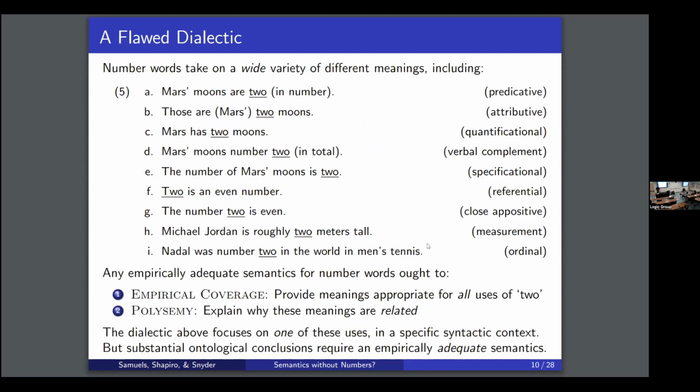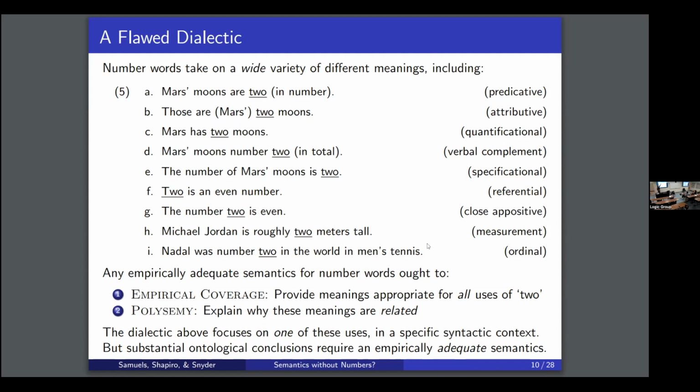And the first point we want to make is that this whole dialectic I've just sketched for you is flawed in one very crucial respect. Notice we've only focused on one sort of example. 2 is an even number. Well, it turns out that number words like 2 have all sorts of different uses and corresponding meanings, not just one kind of use. The kind of use I focused on is just a numeral, right? A name of a number.